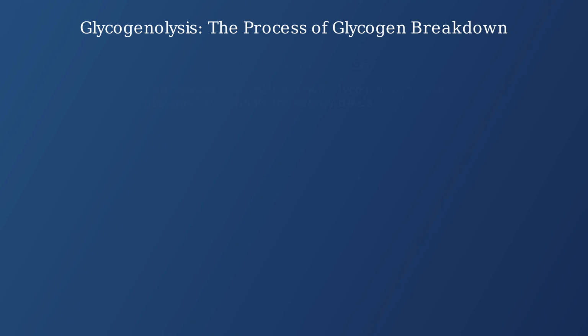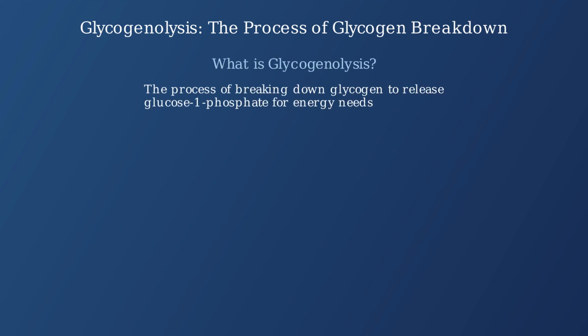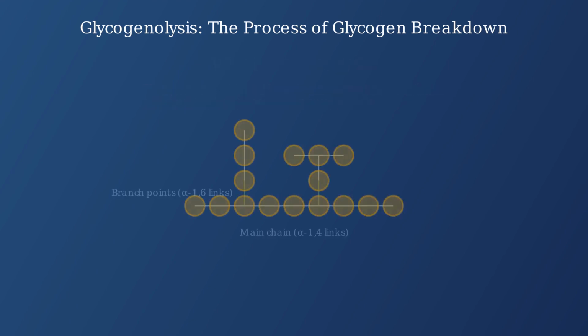Glycogenolysis is the metabolic process by which glycogen is broken down to provide glucose during times of need. To understand this process, let's first look at the structure of glycogen, which consists of glucose units connected by alpha-1,4 linkages in the main chains and alpha-1,6 linkages at branch points.